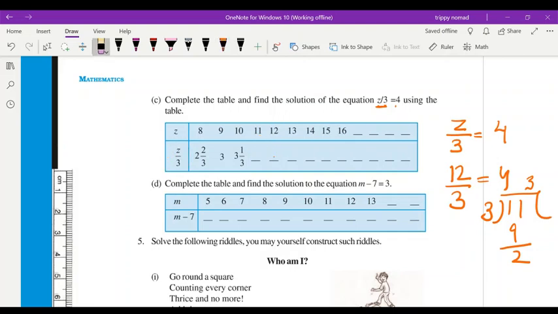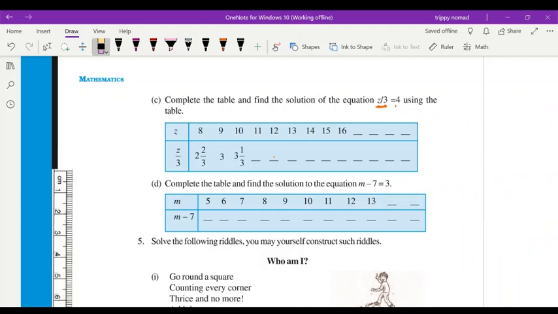Now D part, here instead of multiplication division, what you have to do, children? Here you will do minus. Okay, किस नंबर में से 7 माइनस करें कि 3 आए? दैट इज 10. बाय रिपीटिंग विद द डिफरेंट नंबर, 5 minus 7 you will not get 3, you will get minus 2. 6 minus 7 you will get minus 1. 7 minus 7 is 0. What I am doing, I am putting the different numbers given in the table.